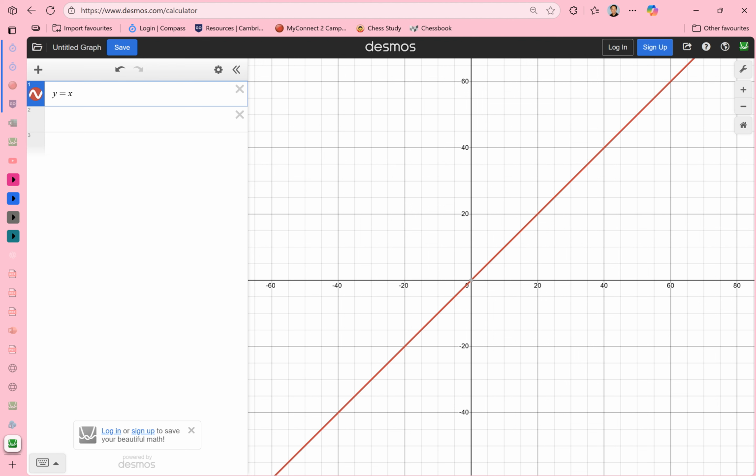So the number in front of x, you can make it up. But what's interesting is when I change the number in front of x, you tell me what happens. So I go from 1, look at the line. What happens if I change it to 2?